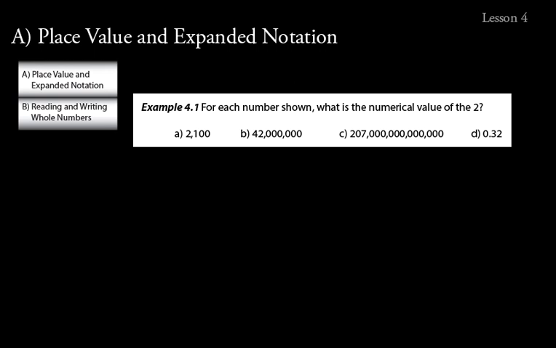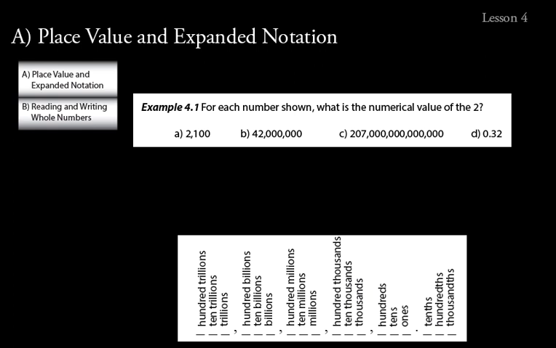So look at example 4.1 here. It says for each number shown, what is the numerical value of the 2, not just what place it's in. That's what we did in example 3.3, is look at just what the place value is. So here, to solve these problems, it might be helpful to you to have a place value chart, that one from your rules. We'll just put it right here on the screen.